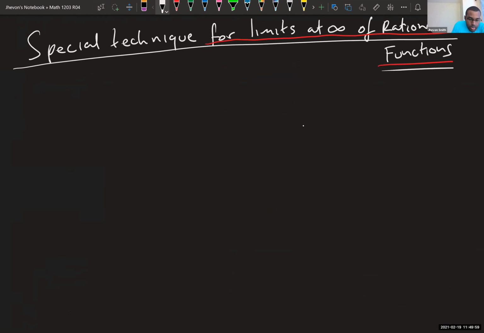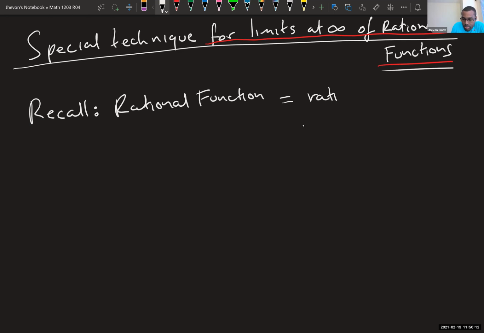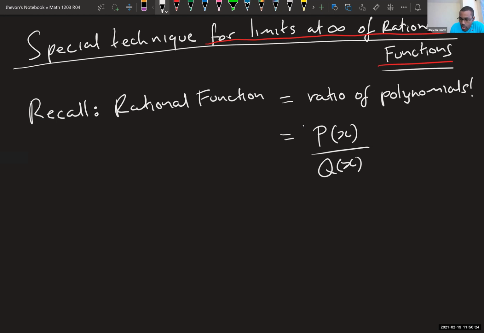So recall, first, let's make sure we understand the words. What is a rational function? This is a ratio, that's where the word rational comes from, of polynomials, right? So this means it looks like a function p of x over q of x, where q of x, of course, is not 0, and p of x, q of x are polynomials.